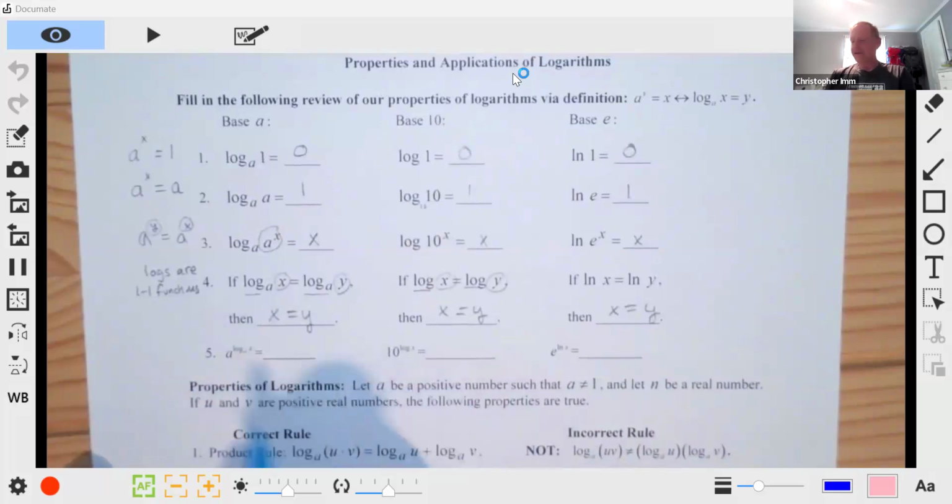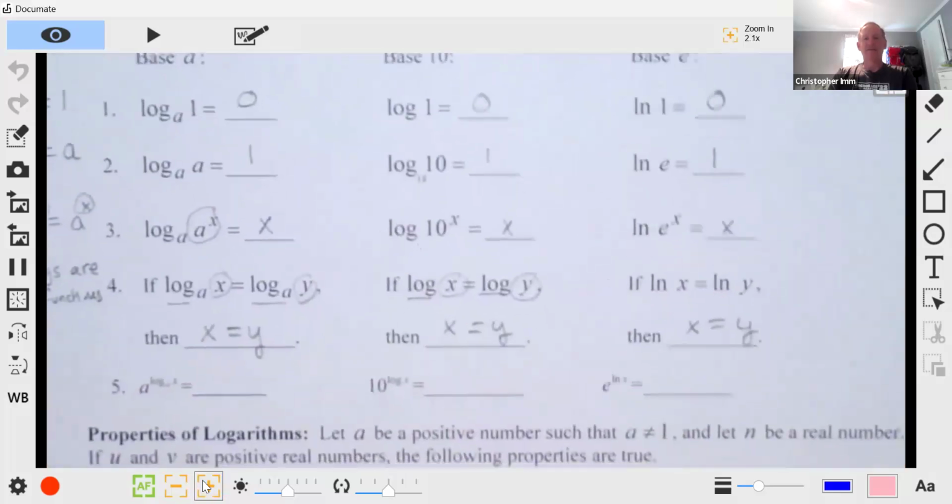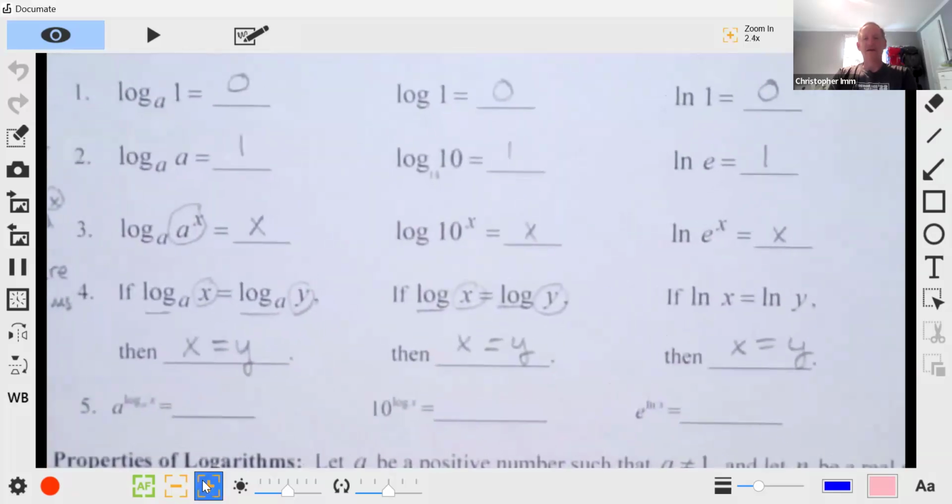Finally, we have an inverse rule that's very similar to the one that we have up here, but now we're taking a to the log base a. I know that that's pretty small. Let me go ahead and see if I can get it even better in focus here. There we go. We're getting better there.